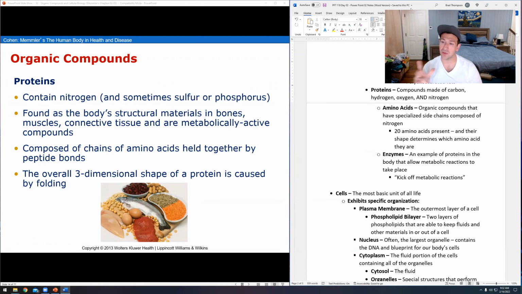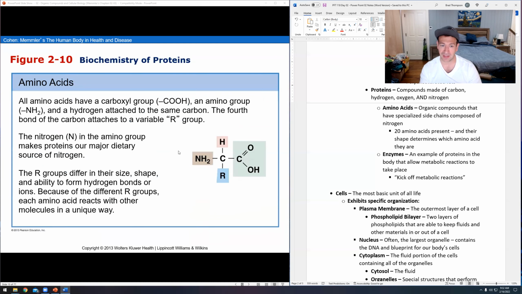So proteins are really cool. They are a little bit of carbon, a little bit of hydrogen, and a little bit of oxygen. Same three ingredients there, but they have that nitrogen, which gives them a unique shape. What's really cool about that is the building blocks of proteins are what we call amino acids. So here's what an amino acid looks like.